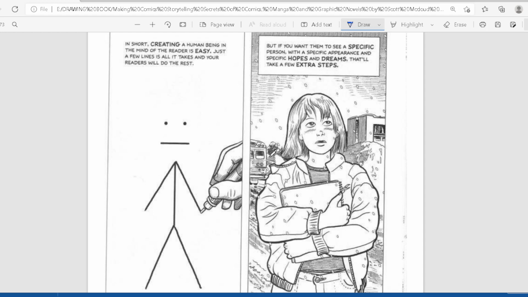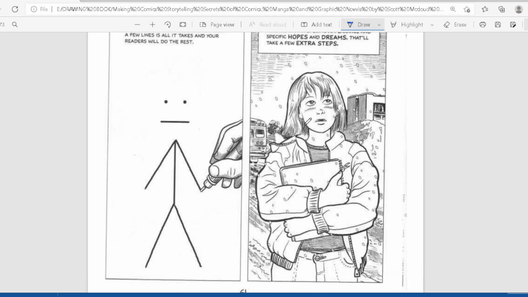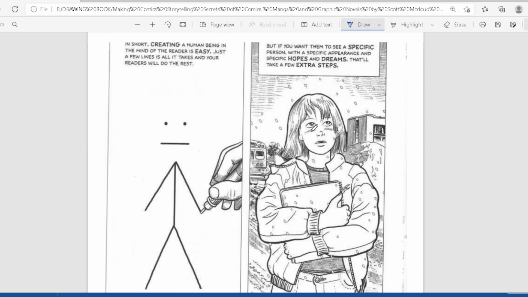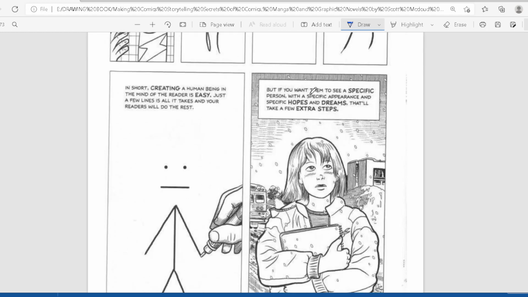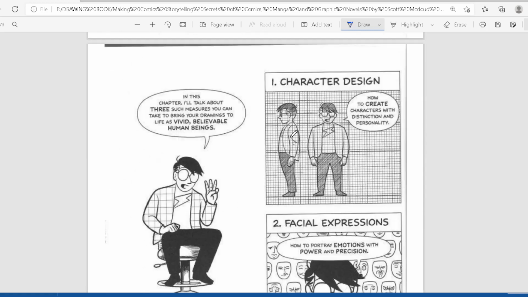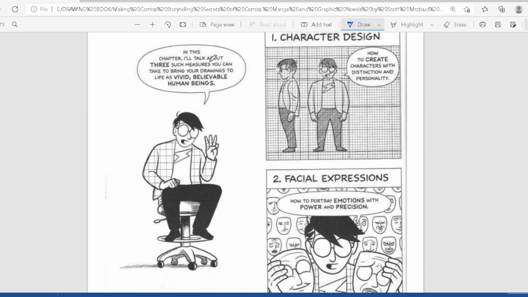In both cases, right? But what is actually the difference? There are lots of differences, in the detail and how beautiful it is, and that is art, right? But it is not needed here. So that's why the author is saying, if you want them to see a specific person with a specific appearance and specific hopes and dreams, that will take a few extra steps, and definitely it will take a lot of time.